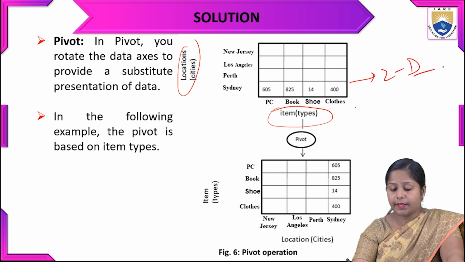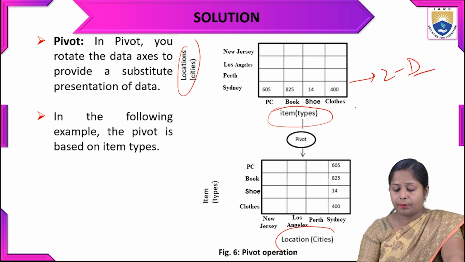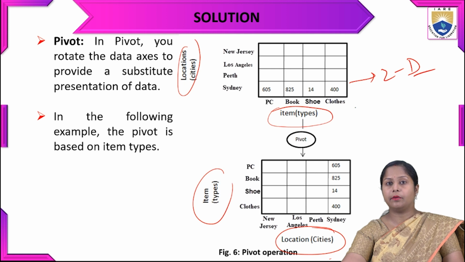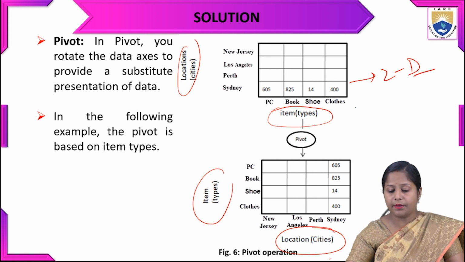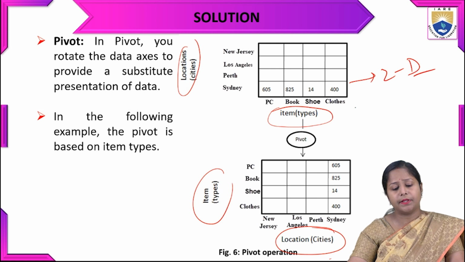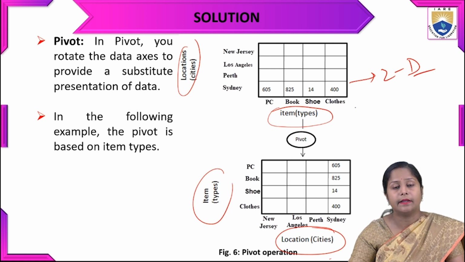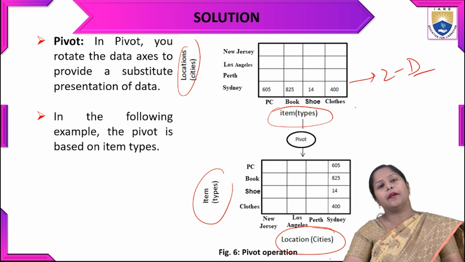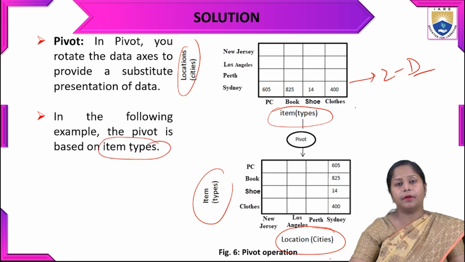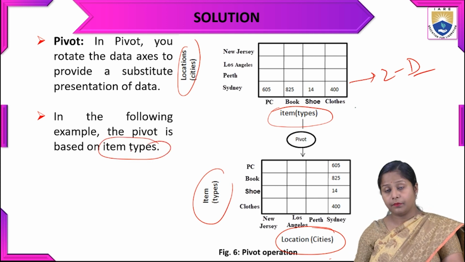We are rotating it in the pivot on the basis of city. So the city will be there and the item types will be there. Like this we can rotate the particular 2D data cube into an alternative representation. This is only a presentation that does not occur in the original database. That is only the logical view of that data.